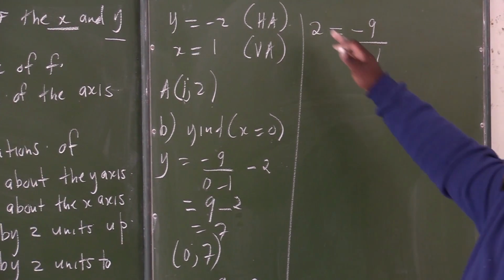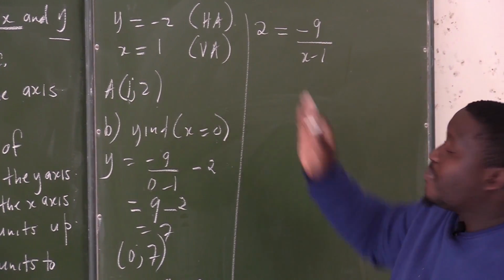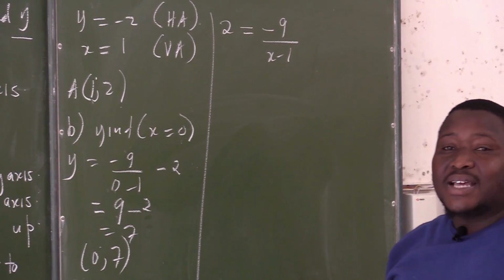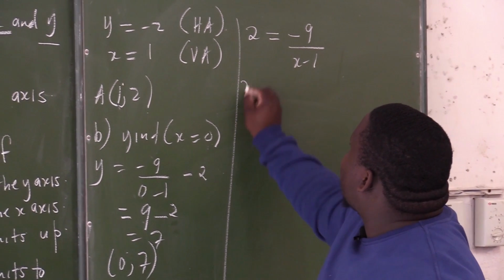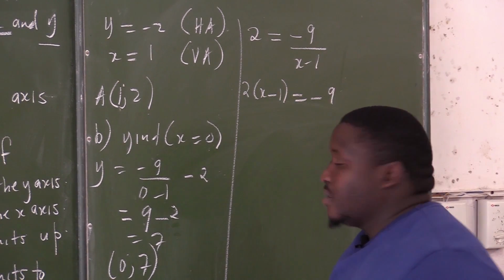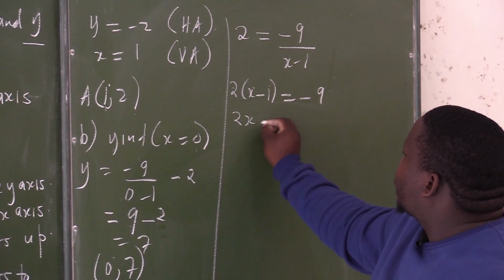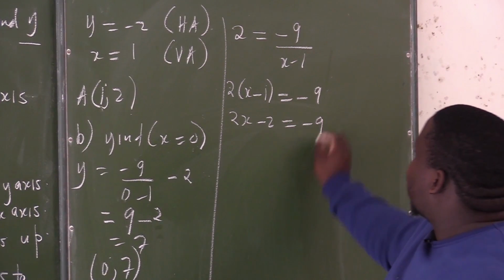They will say you do cross multiplication. They will say you multiply each term by the LCD. It doesn't matter. At the end, you'll end up with 2 times (x minus 1) equals negative 9. Then from here, I can multiply inside by 2. I'm getting 2x minus 2 equals negative 9.